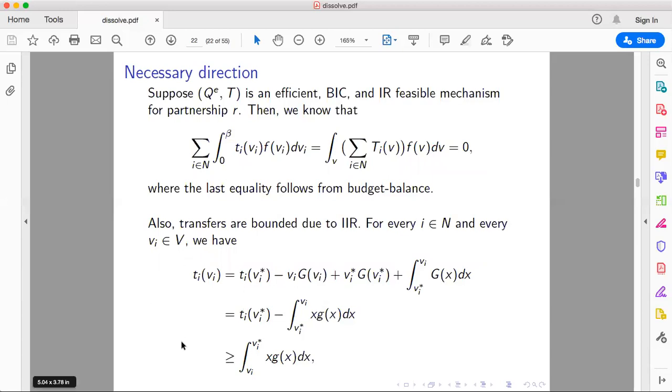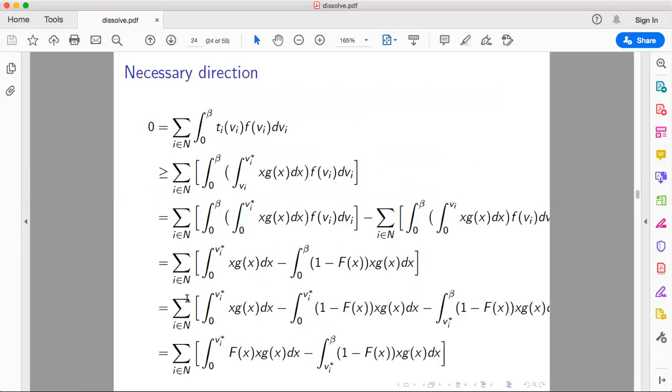But if you integrate it one more time, then you will get this particular term here, right? So the expected transfer of agent i, you integrate this also with respect to v_i, is greater than or equal to this. And then you can use this because the sum of these expected payments is equal to 0. So that means that 0 will be greater than or equal to the sum of the expected terms of this particular amount. That's exactly what I have done here.